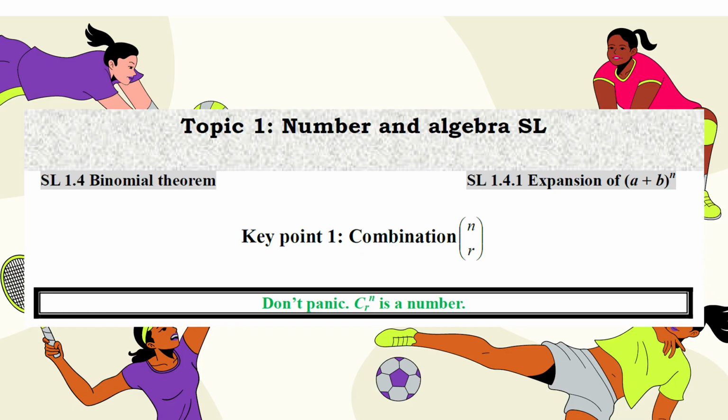So first of all, we have a new term we need to introduce to you. We call it combination n and r, where n and r are integers. We call it nCr in the new curriculum. In the old one, they will say n r in brackets. Now they use more nCr in the new curriculum.